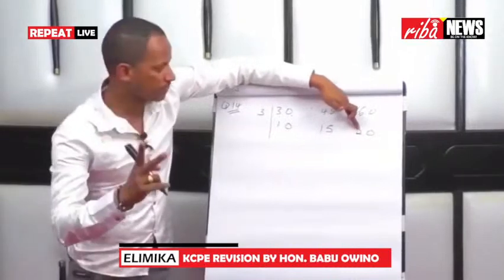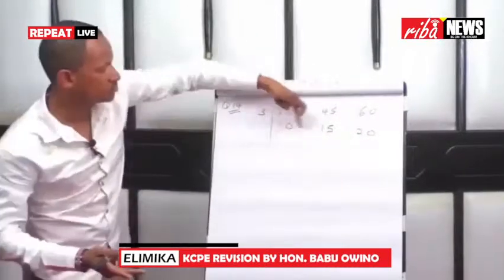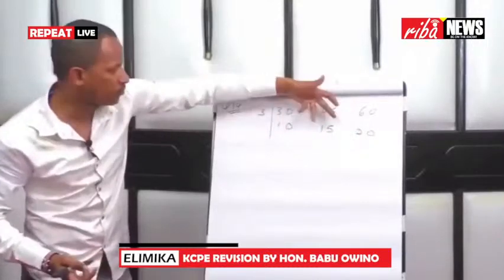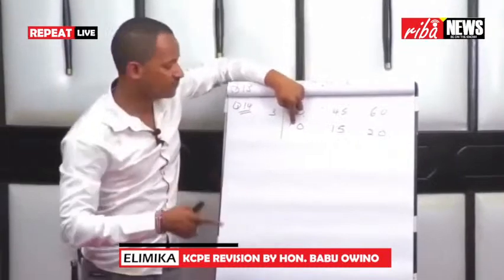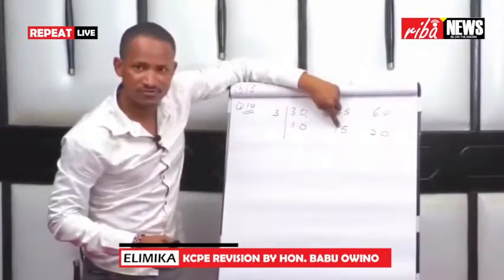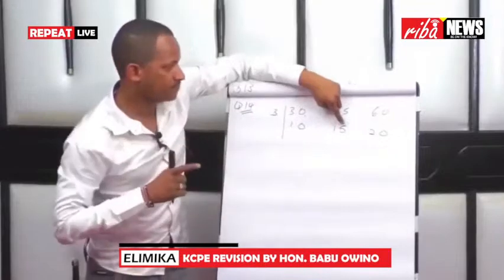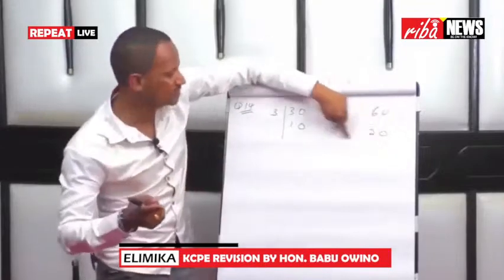Therefore, we drop 3 also, because there is a remainder on both numbers. Then go to 4. 4 can go into 10 2 times, remainder 2. 4 can go into 15 3 times, remainder 3. 4 can go into 20 5 times. So there's a remainder in 4.